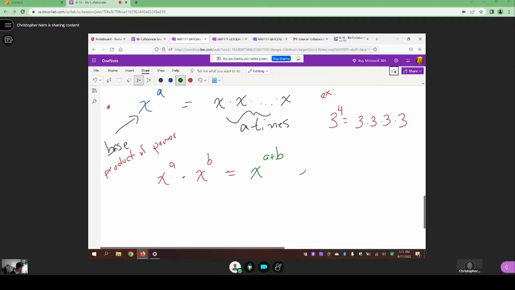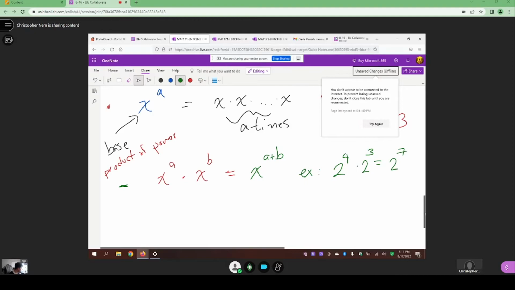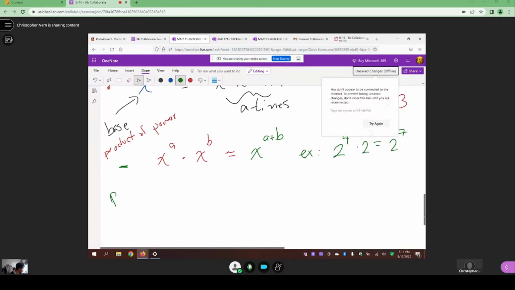So for example, if I did 2 raised to the 4th power times 2 to the 3rd power, that's simply 2 to the 7th power. I'm just adding it. No, this is for multiplication, not addition. If it's multiplication, I can add the exponents. That's property 1. Product of powers. Now we go to property 2. Power by power.